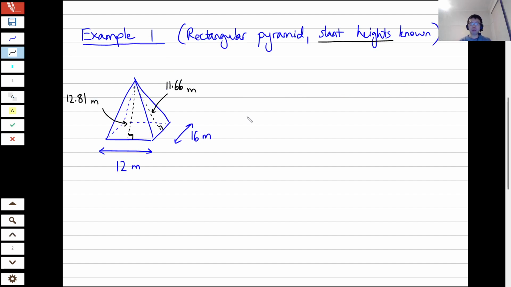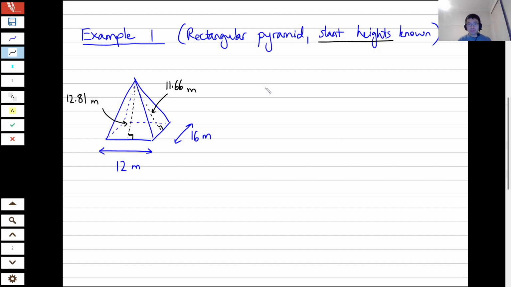So we'll start with an easier example, one where I've told you that the slant heights are known. So what are the slant heights? Think of these as the heights of the triangles if you were to walk up each surface. So they're not vertical heights, they are slanting heights, slanted in the same direction as the face of the triangle in the pyramid. Okay?